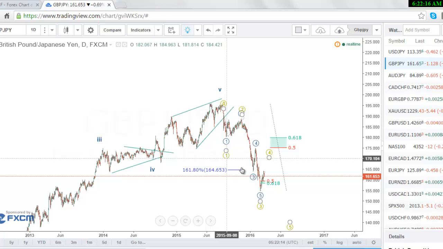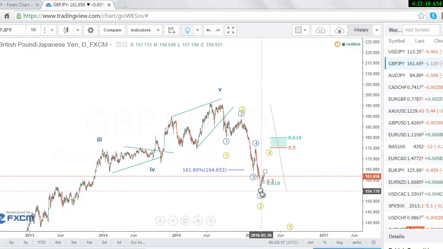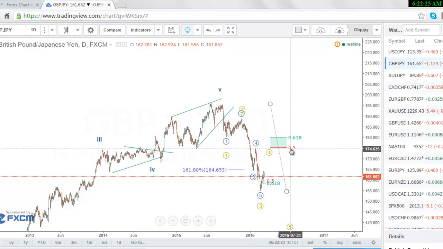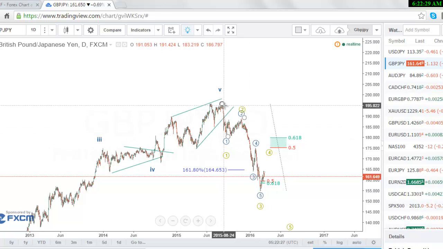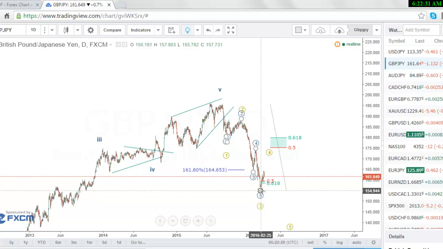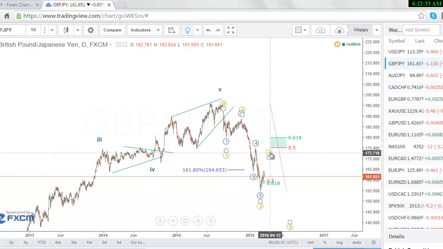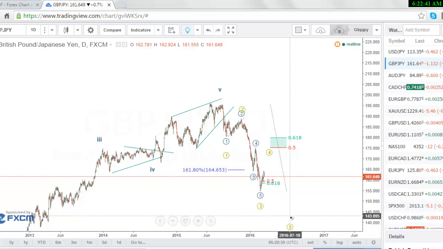So the correction that follows this count is going to be deeper than the correction that follows the other count, because it's going to be an end of wave 5 and an ABC, which could end around this level. That's 50% or 61.8% retracement of the move from here to here. But if it's going to be this one, then we should be expecting a shallower move. That's an ABC. It could be a triangle, it could be anything before it starts moving down.